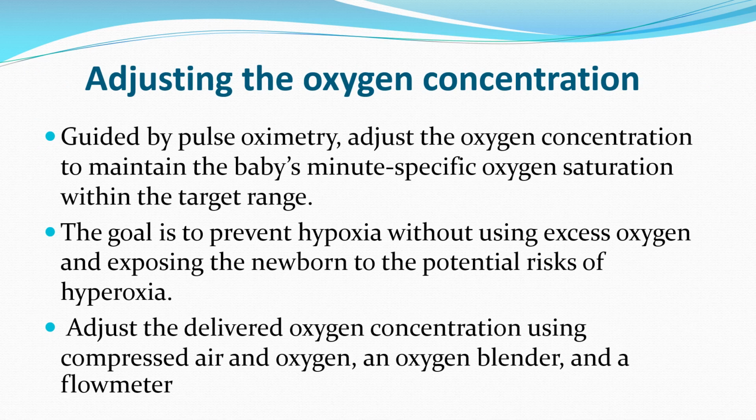Guided by the pulse oximeter, you have to adjust the oxygen concentration to maintain the baby's oxygen saturation within the target range. The goal is to prevent hypoxia without using excess oxygen and exposing the newborn to the potential risk of hyperoxia. You have to adjust the delivered oxygen concentration using compressed air, an oxygen blender, and a flow meter.